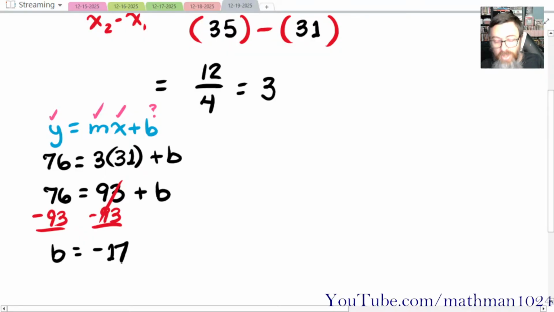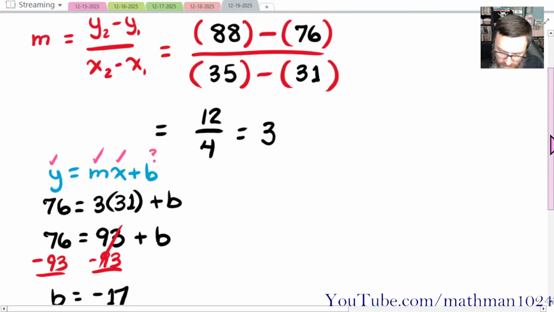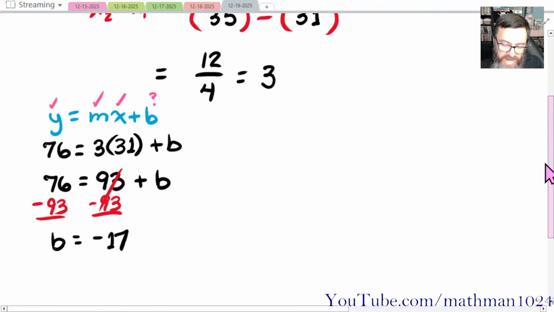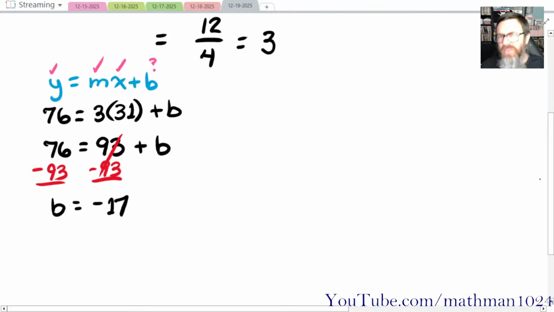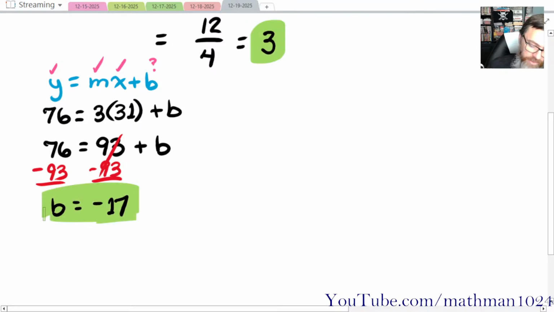Now, if you had used the other ordered pair, what was that? 35 and 88. You should have had the same answer. So by taking my value for the slope and my b value, I get the equation that y equals 3x minus 17.